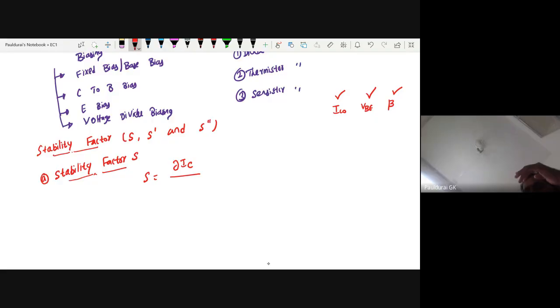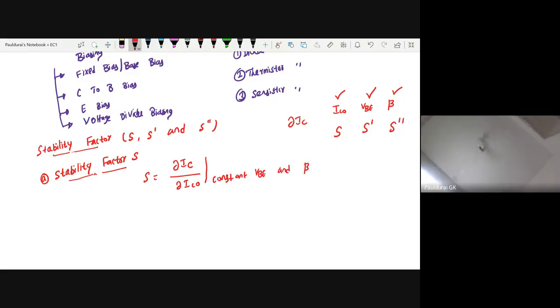If it is with respect to ICO, it is stability factor S. With respect to VBE, it is S dash. With respect to beta, it is S double dash. In all cases, who is changing? IC. So the change in IC with respect to the reverse collector saturation current, at constant VBE and beta. You treat VBE and beta as constant. This is the definition for stability factor S.